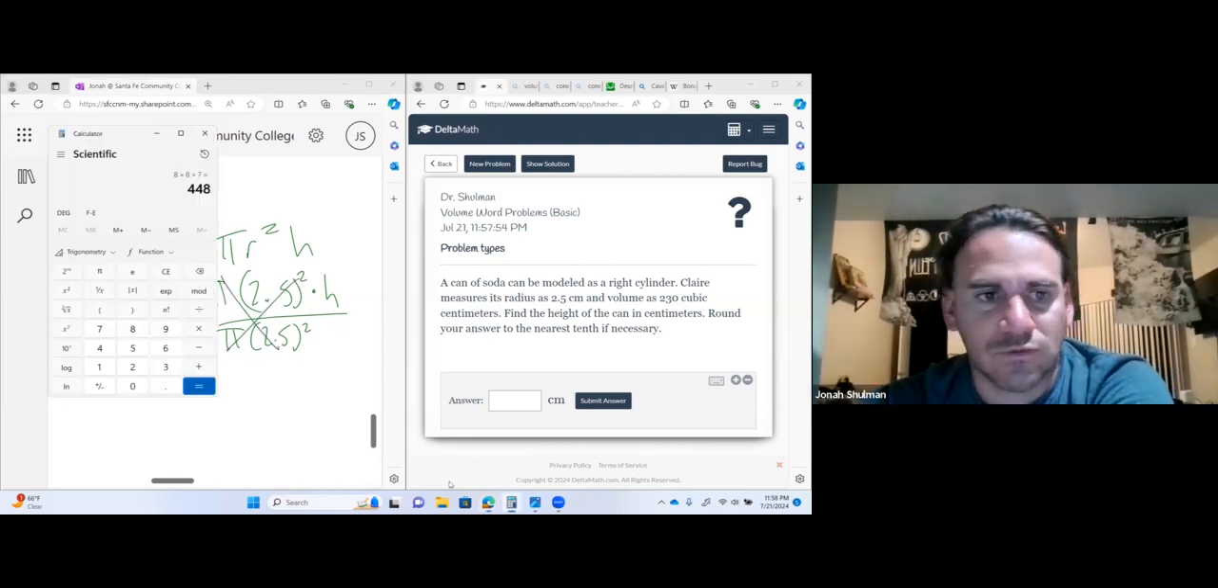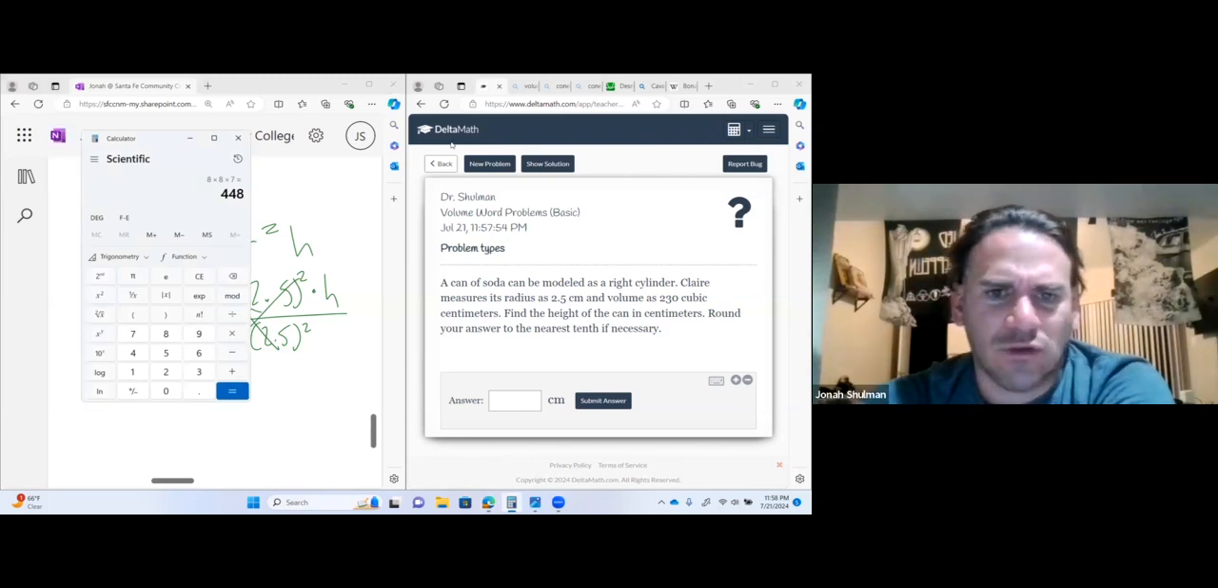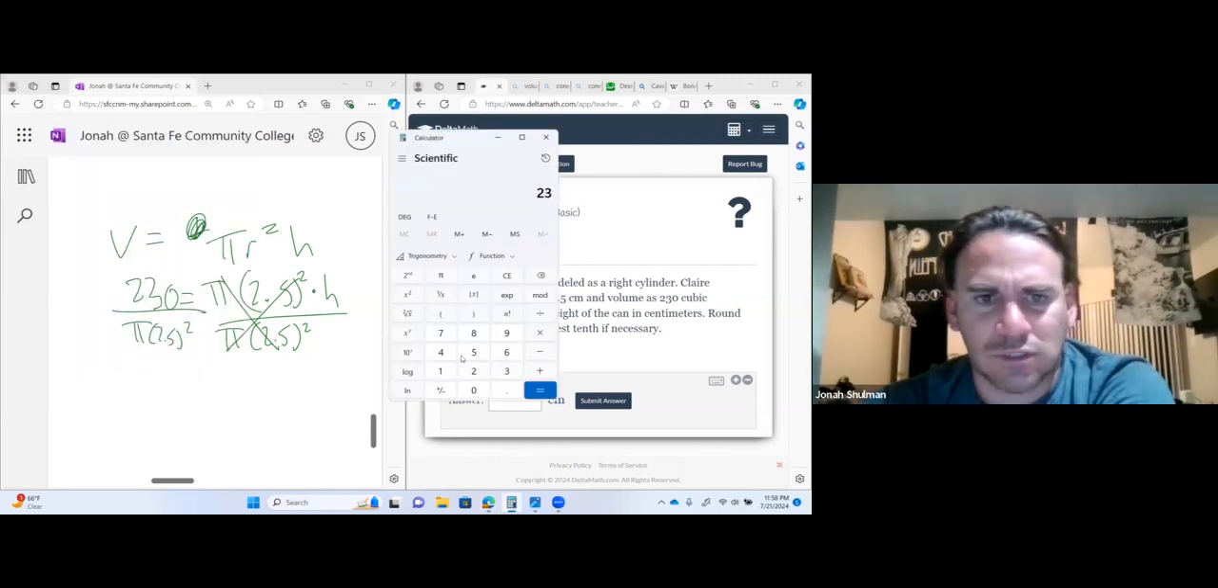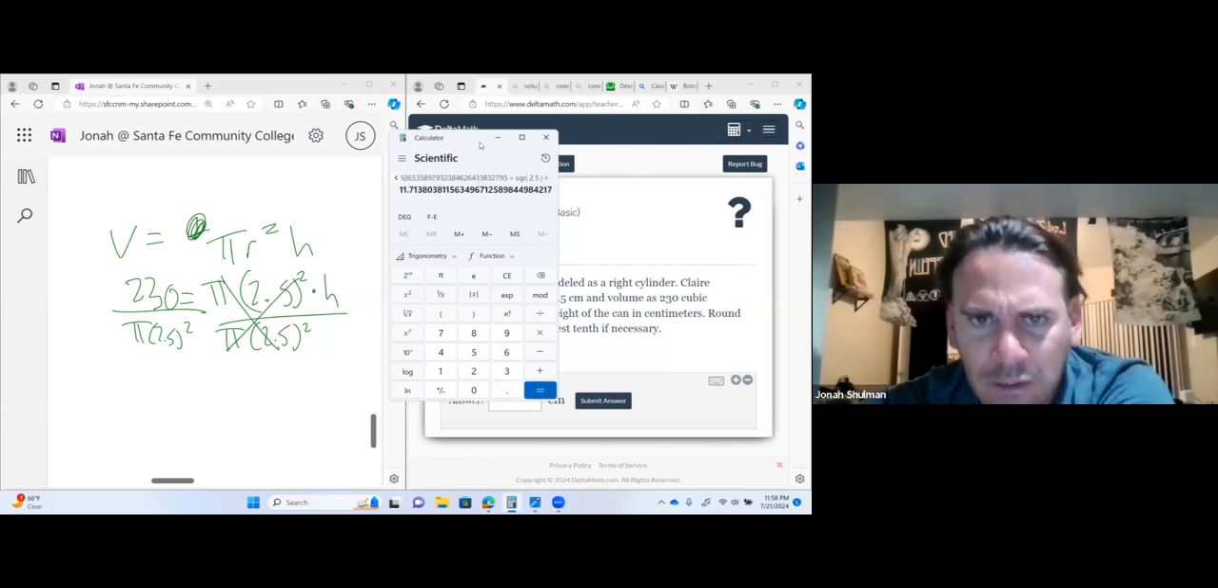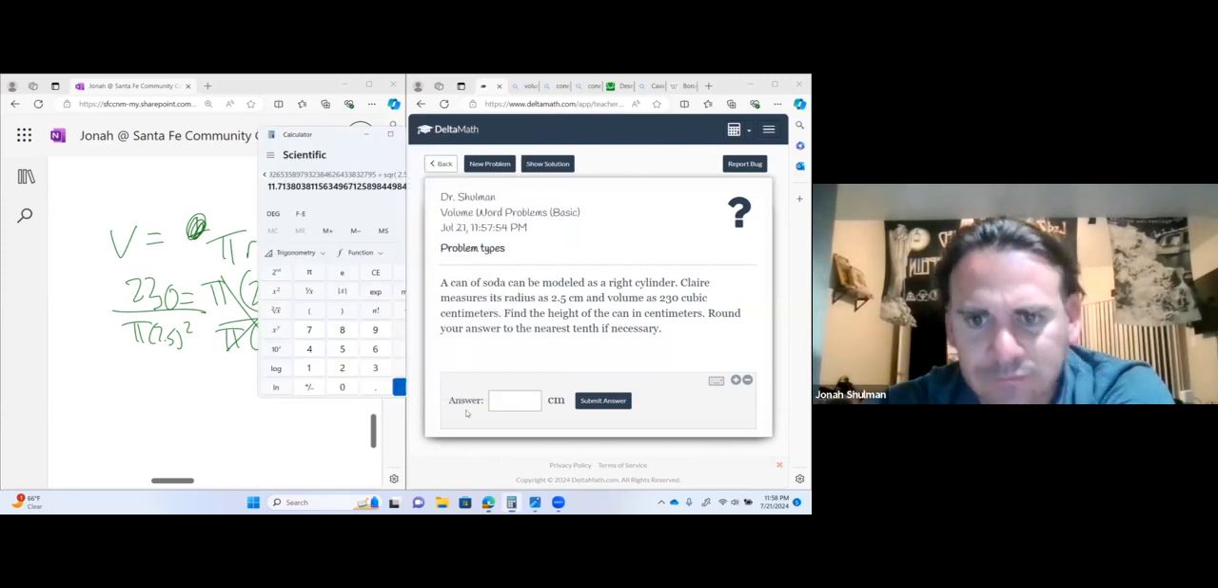So hopefully this one was useful. I hope that the other pieces that I put in, all the additions, are going to be good for you. Divided by pi, divided by 2.5 squared. Boom. 11.7.